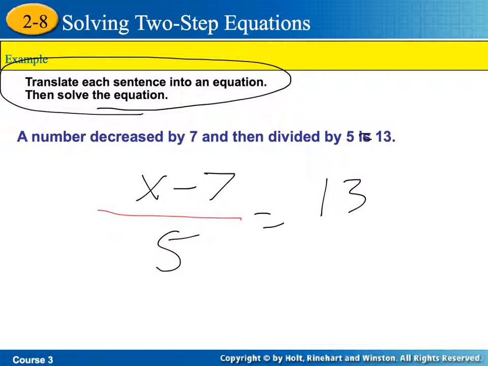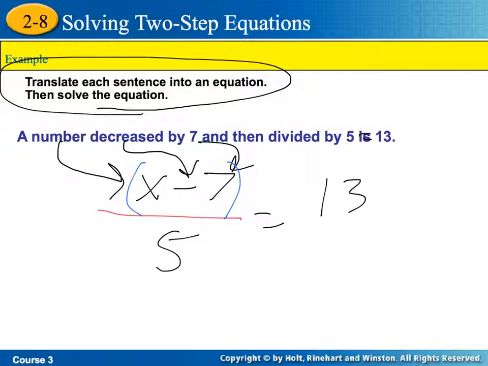Okay? Now, walk through those steps. Remember, again, decrease means subtraction. A number means a variable. 7 means 7. But then you need to take that answer, because remember, this is like in parentheses. Then divide it by 5, and your answer is 13.